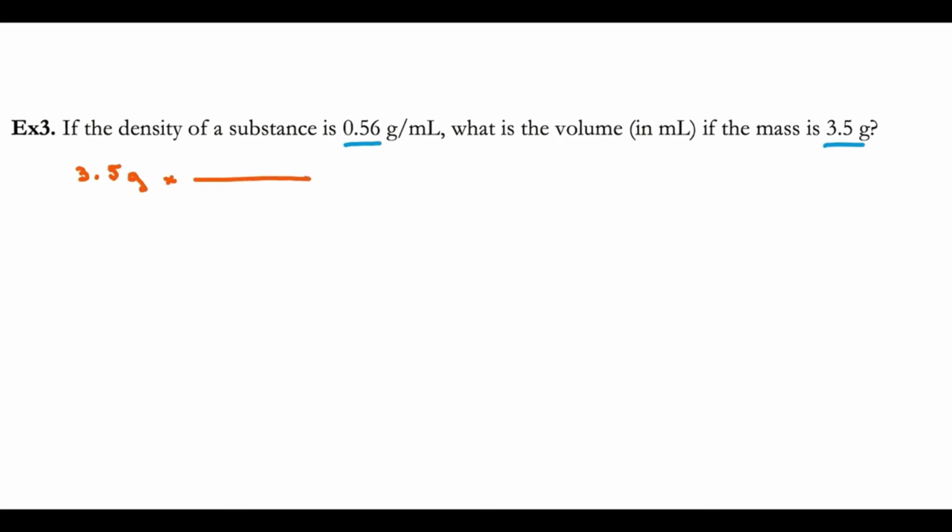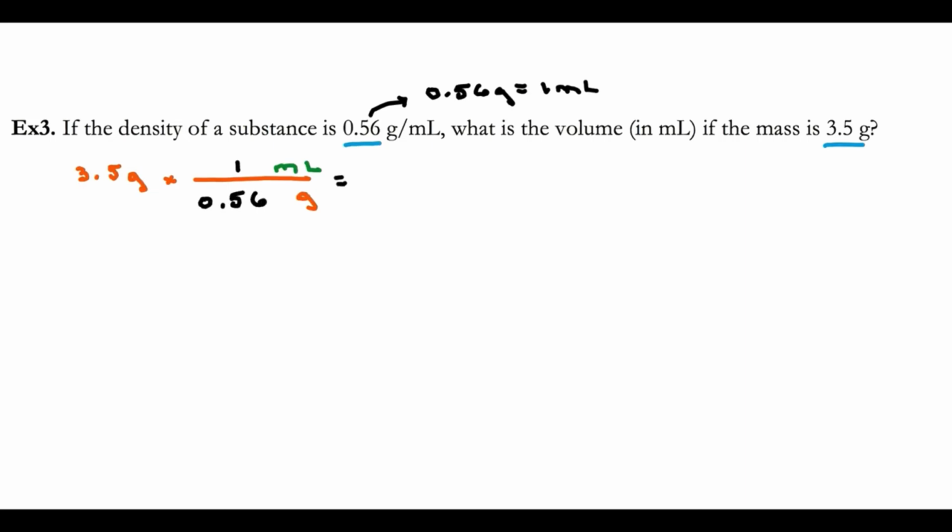So what I'm going to do is put grams on bottom to cancel them out, and I'm going to put milliliters up top. Okay? Now, based on this relationship given by density, what this is telling me is there are 0.56 grams in every 1 milliliter. So I can easily plug that in now. 1 mL is 0.56 grams.